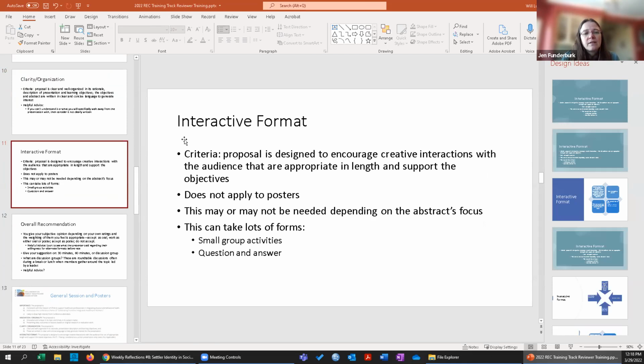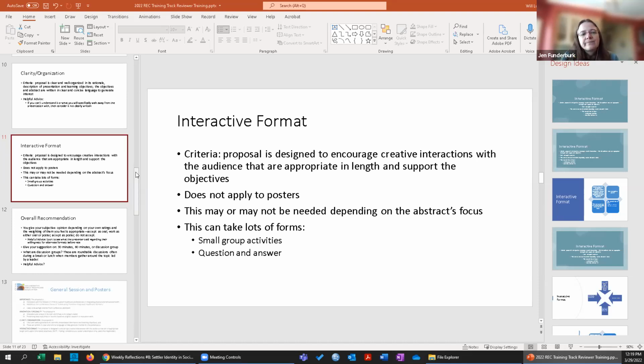Interactive component is encouraged, creative interactions with the audience that are appropriate in length and support the objectives. Obviously, this does not apply to posters. It's hard to do with a poster, impossible, you might say. And it really may or may not be needed depending on the abstract's focus. So it can take a lot of different forms. It can just be questions and answers, small group activities. So you really just need to think about what is the material they're presenting, and are they in a meaningful way thinking about that in interaction.